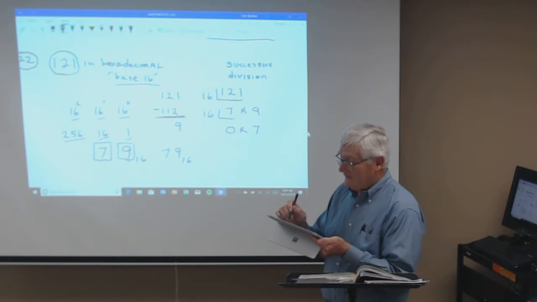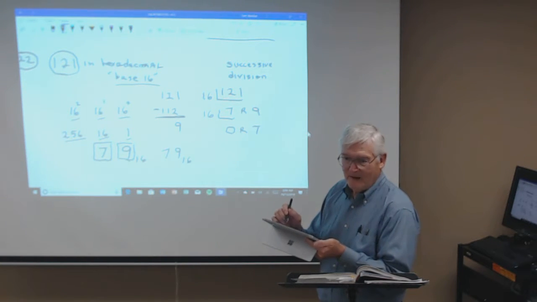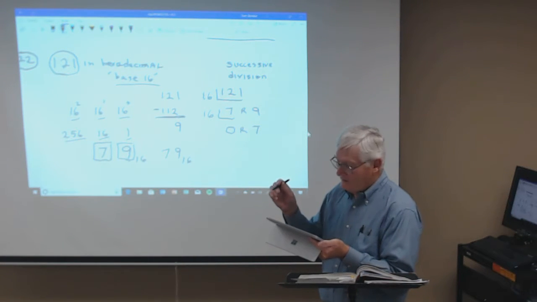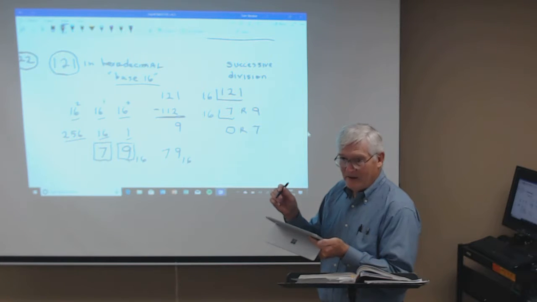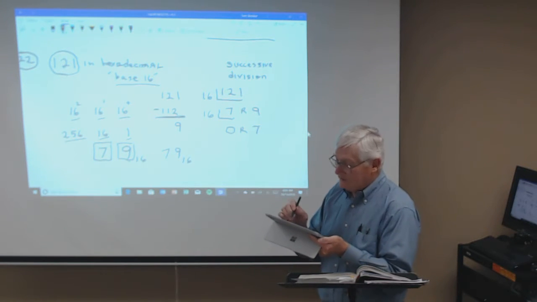Let's do it with successive division. Take your calculator and divide 121 by 16. And what do you get? 7 point something? Is that right? What'd you get when you divided 121 by 16? 7.56. So I put 7 in here, okay?